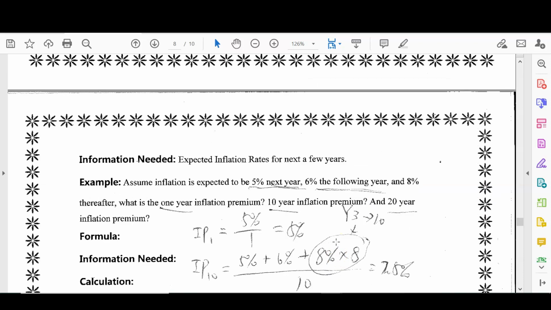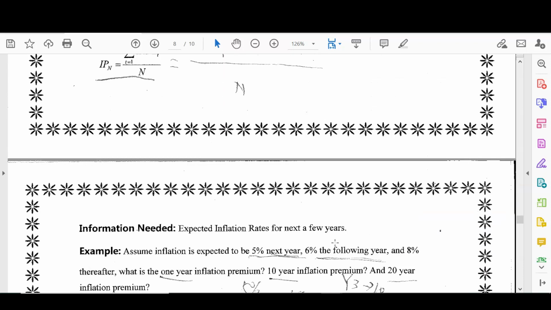Okay, so let's not look at the solutions now. Please try to look at this example and solve for the average inflation rates as the inflation premium. Assume inflation rate is expected to be 5% next year, 6% the following year, and 8% thereafter. What is the 1-year inflation premium, 10-year inflation premium, and 20-year inflation premium?